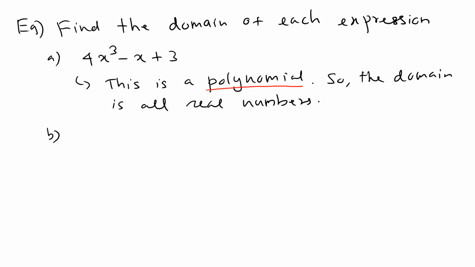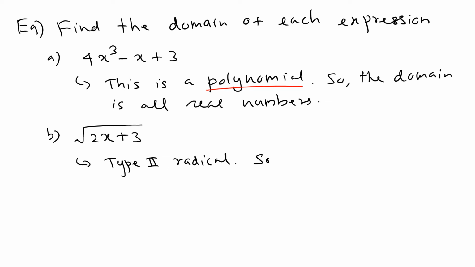Let's look at the next one. Part B. How about the square root of 2x plus 3? You can see that this is a type 2 radical, so be careful with this one. The condition is that whatever you plug in here has to be greater than or equal to 0. That's the only condition. So 2x plus 3 has to be greater than or equal to 0. Now we're going to simply solve this one.